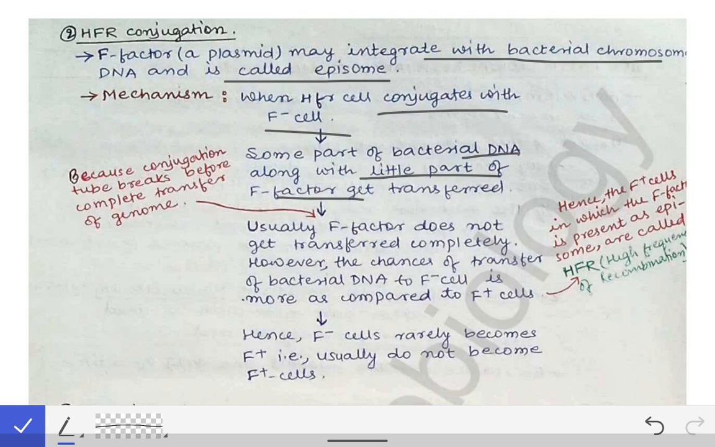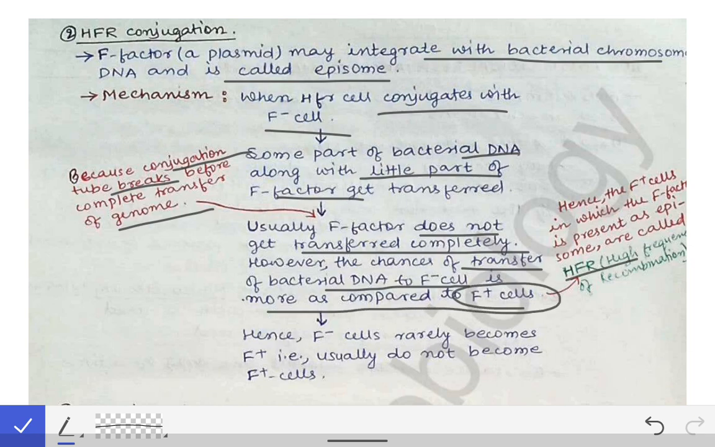But midway, there is a breakdown of the conjugation tube. The conjugation tube breaks down before the complete transfer of the genome. So the F factor does not get transferred completely. However, the chances of transfer of bacterial DNA to an F minus cell are more as compared to an F plus cell. That's why it is called the HFR cell, or high frequency recombinant cell.